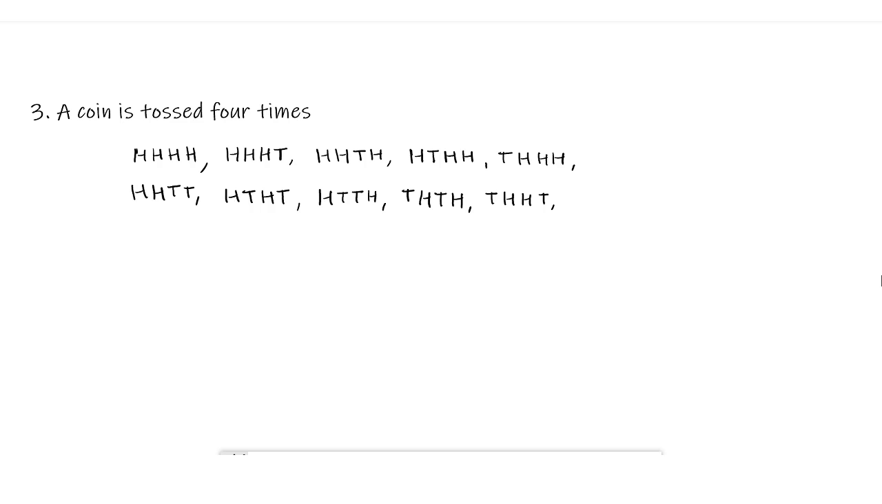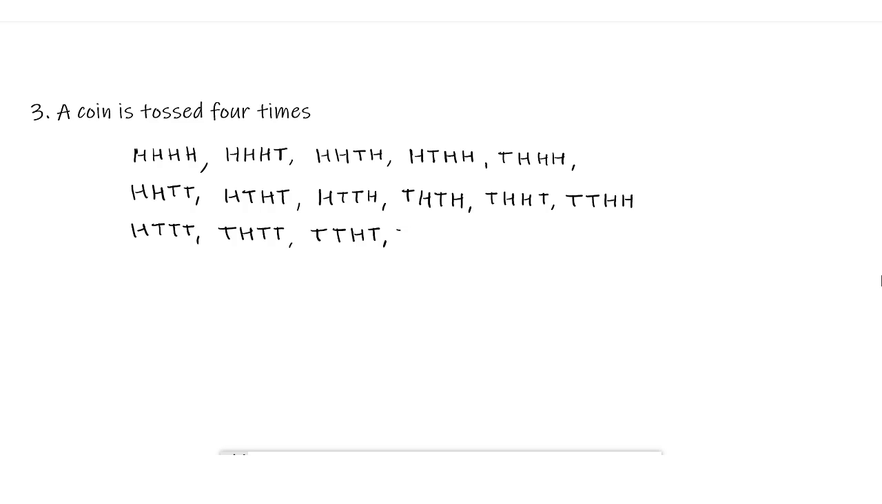Then in the first a tail, in the second a tail, in the third a head, in the fourth a head. Then in the first a head, in the second a tail, in the third a tail, in the fourth a tail. Then in the first a tail, in the second a head, in the third a tail, in the fourth a tail. Then in the first a tail, in the second a tail, in the third a head, and in the fourth a tail.